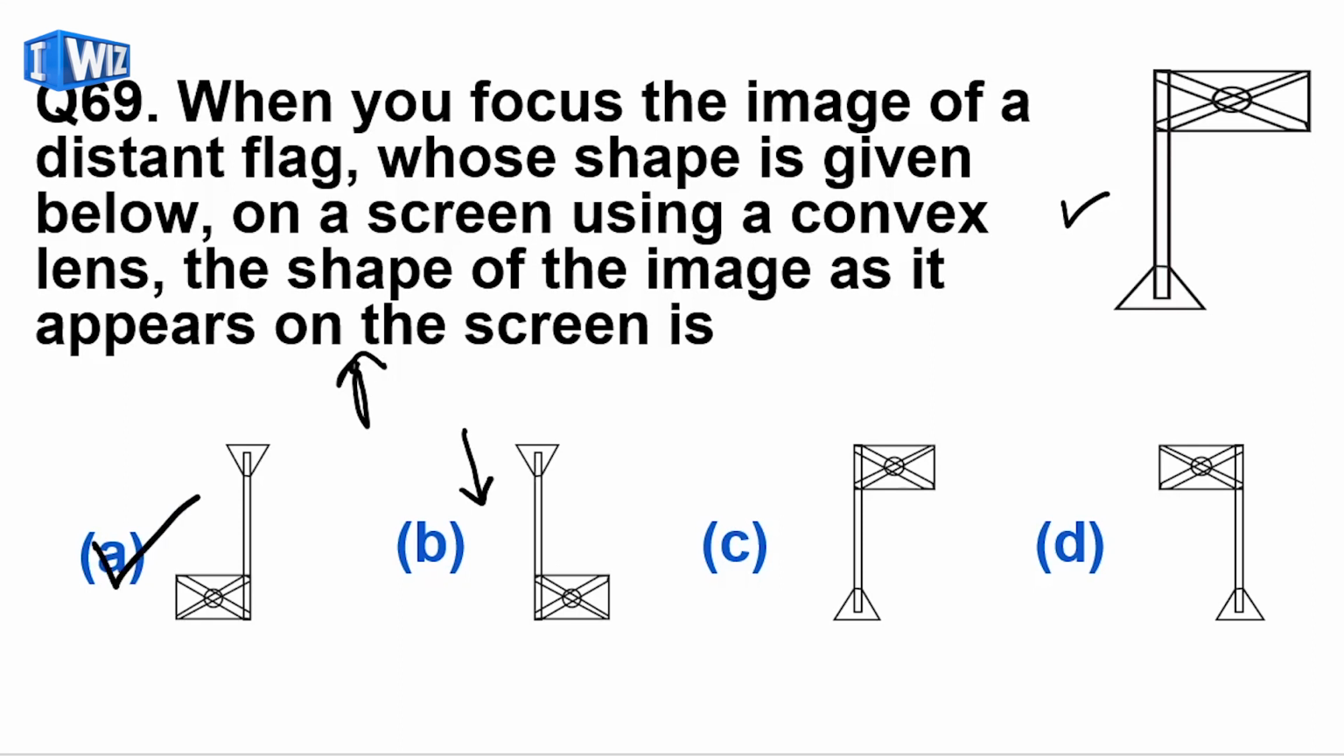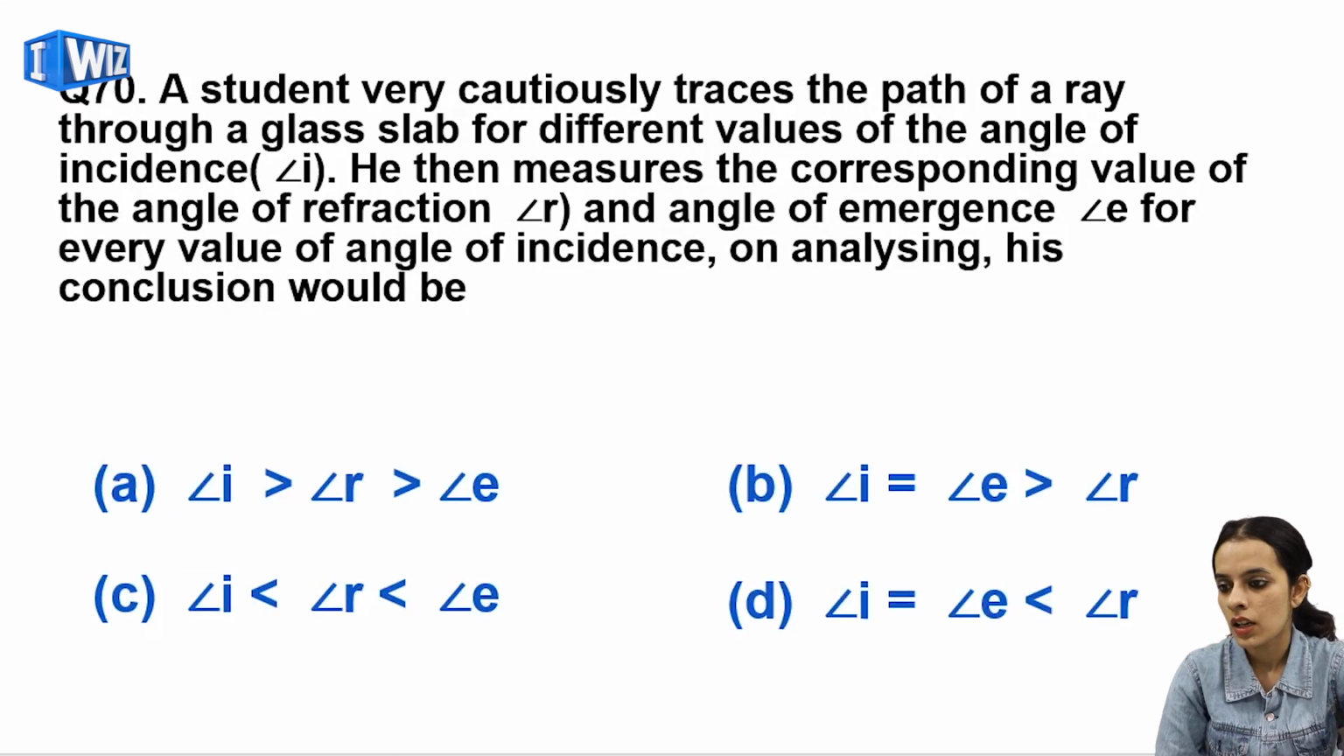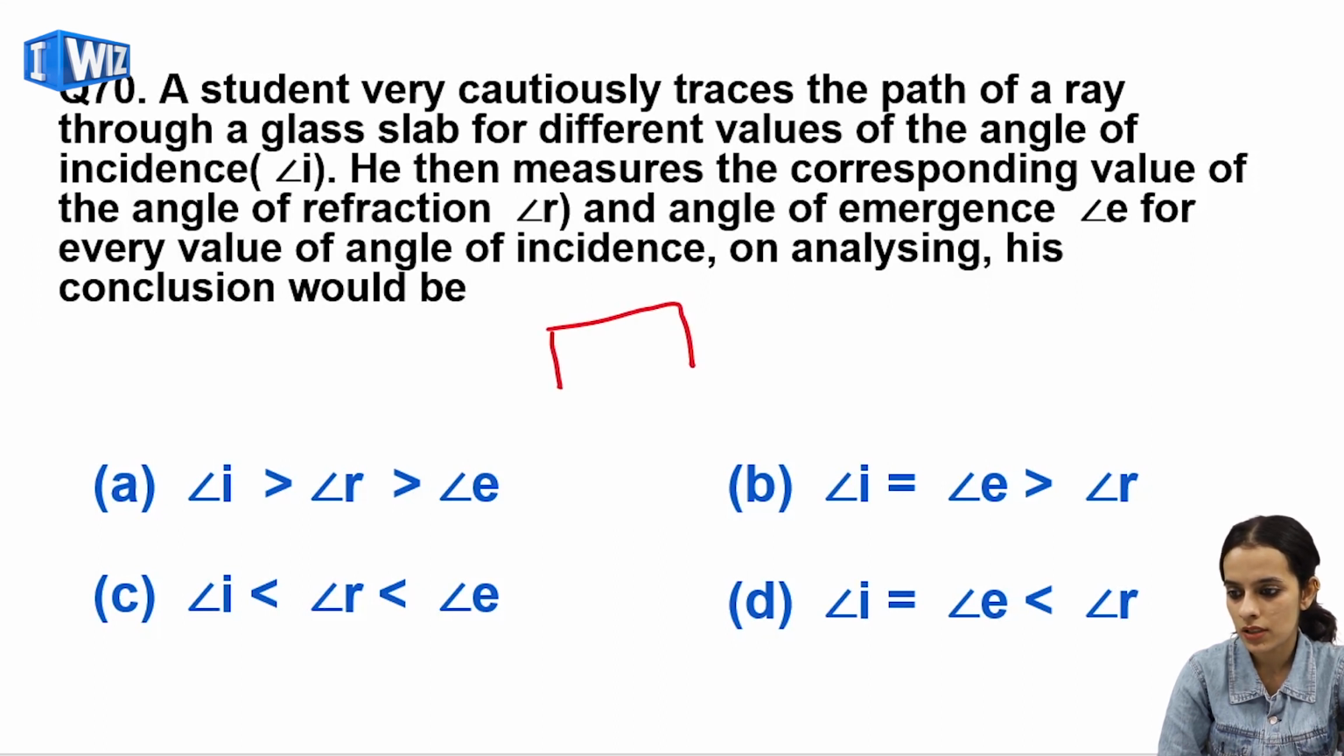So which is the right option from here? This one, option A. A student very cautiously traces the path of a ray of light through a glass slab for different values of the angle of incidence. He then measures the corresponding values of angle of refraction and angle of emergence for every value of angle of incidence. On analyzing, his conclusion would be, so we know what the angle of incidence is.